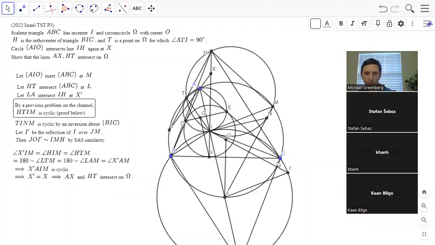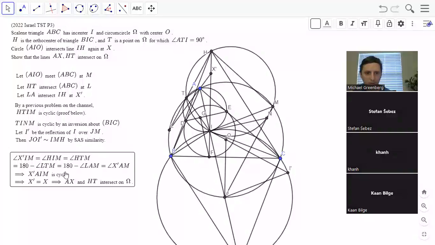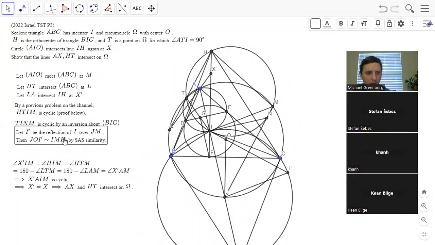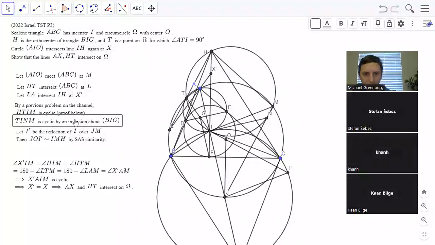Okay, so we have angle JOI prime is equal to angle IMH. And actually, you know what? I actually posted this proof on our Discord server a long time ago when this session happened. So maybe if you scroll back all the way down there and find it, you will see my solution.